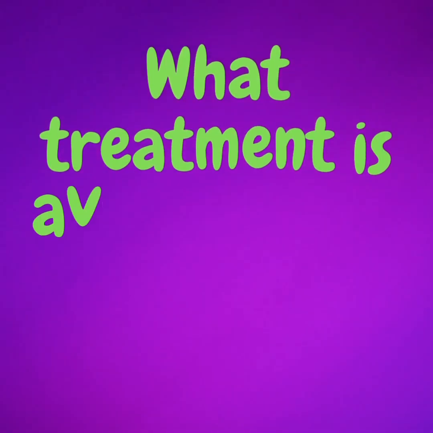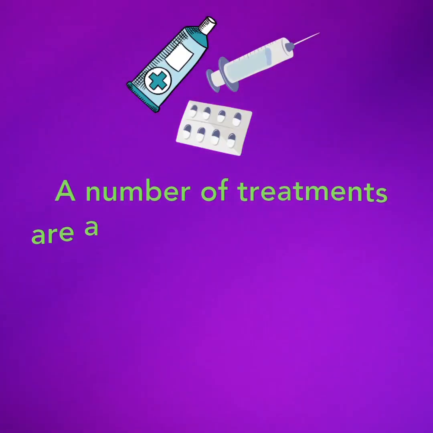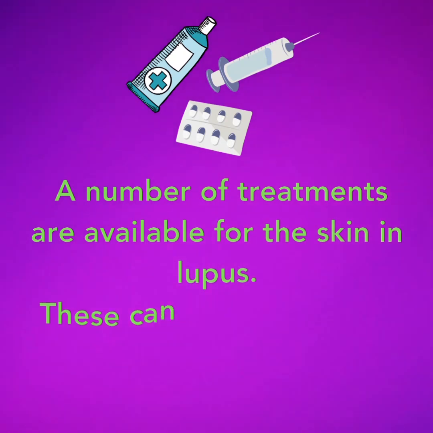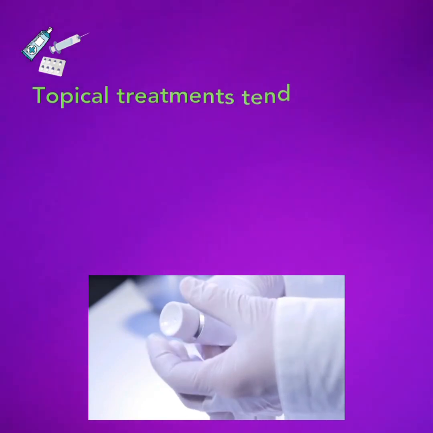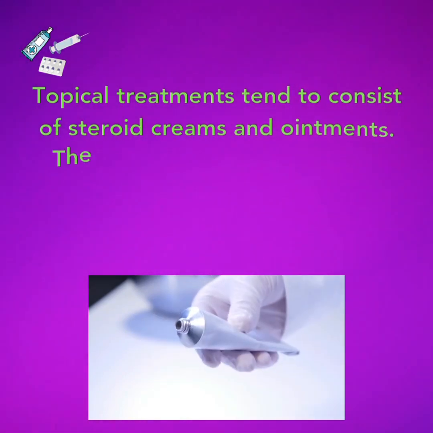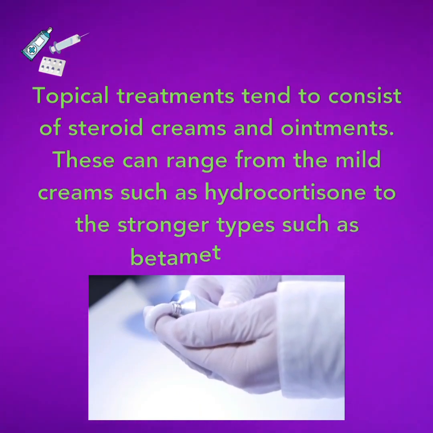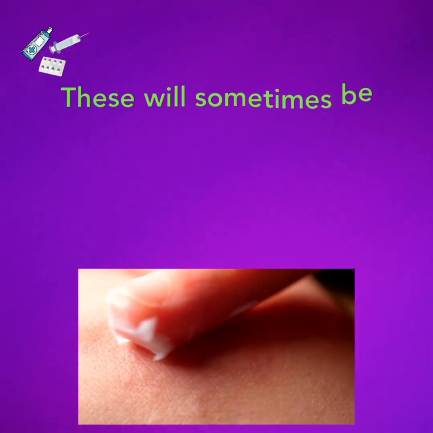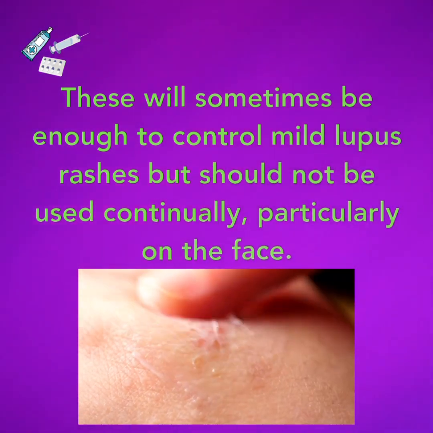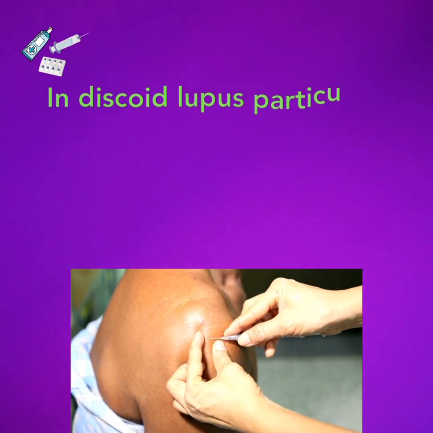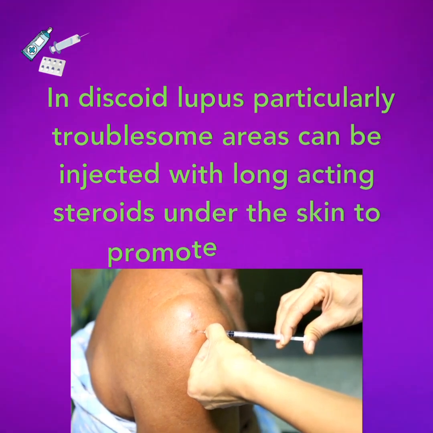So what treatment is available for the skin in lupus? A number of treatments are available for the skin in lupus. These can be divided into topical, injection, and oral treatments. So topical treatments tend to consist of steroid creams and ointments. These can range from the mild creams such as hydrocortisone to the stronger types such as betamethasone. These will sometimes be enough to control mild lupus rashes, but should not be used continually, particularly on the face. Discoid lupus, particularly troublesome areas, can be injected with long-acting steroids under the skin to promote healing.